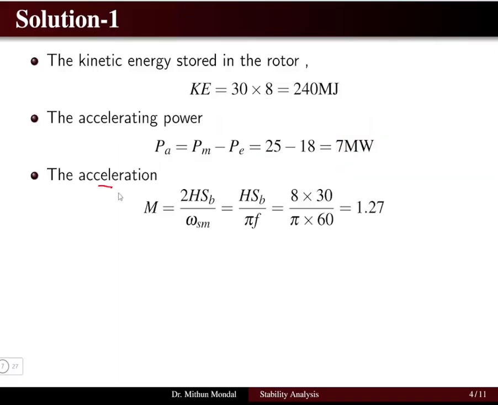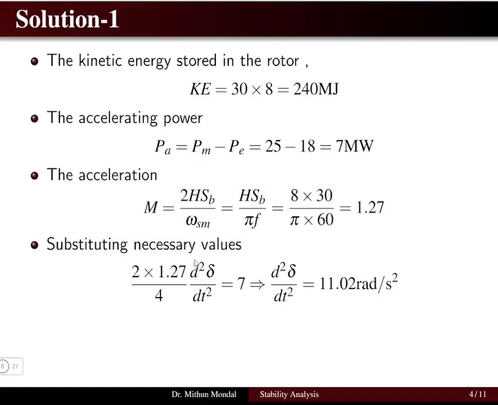Then the acceleration M is given by the equation 2H by omega_s into S_B, where S_B is basically the rating of the machine, which is 30 MVA, and the value of H, that is the inertia constant, is given as 8, and omega_sm, that is the synchronous speed of the machine, will be given as 2 pi f, f being the frequency of the supply. So here if we substitute all these values, then we get a value of 1.27 as the acceleration.